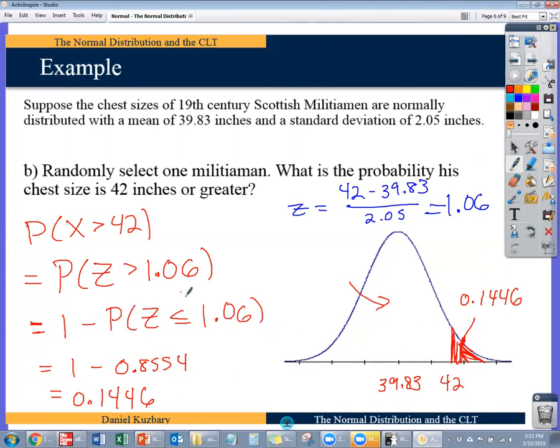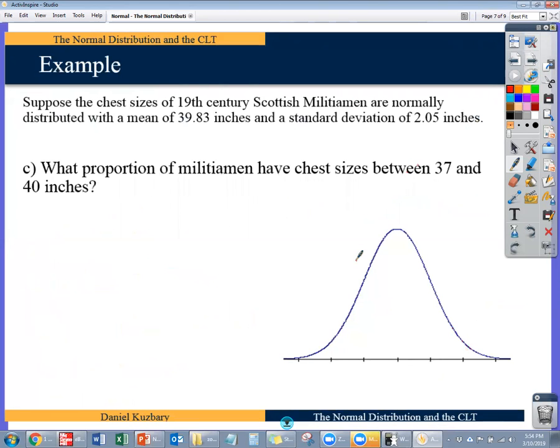So that's the same method. I start by taking this value, convert it to a z-score, and then use the table to find the probability. So once you convert to a z-score, you're in standard normal land, which means you can use the standard normal methods to find these probabilities. All right, let's do another one.